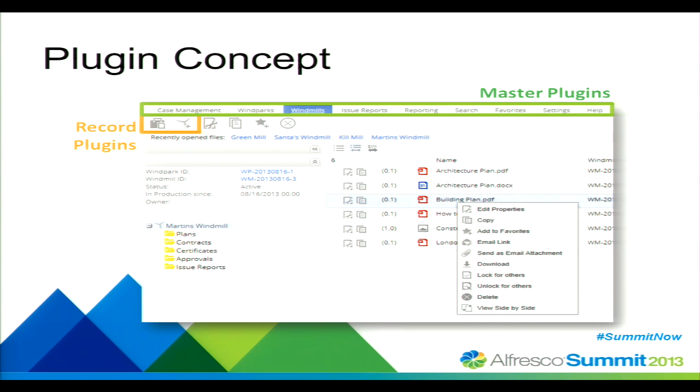And then you see in the context menu, but also here, we have some other features like edit properties or copy or add to favorites. All these document-related things are called document function plugins. I think not a surprise. So we have three types: master plugin, record function plugin, and document function plugin.